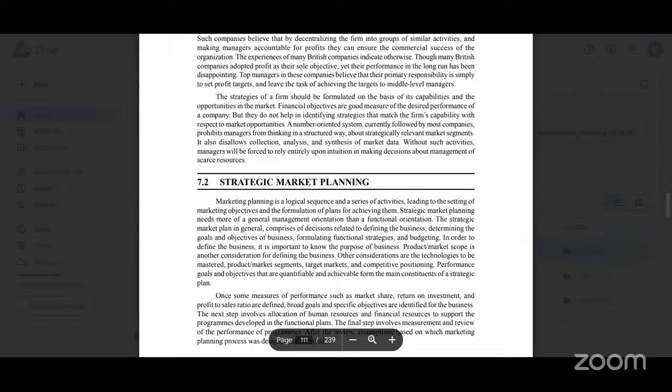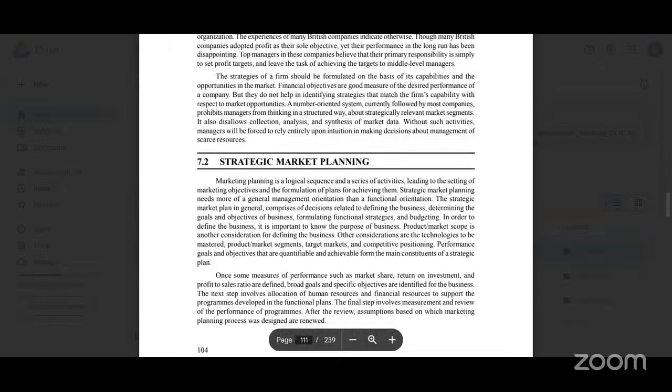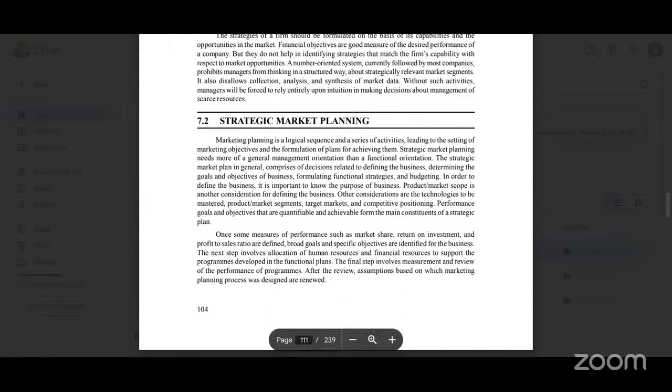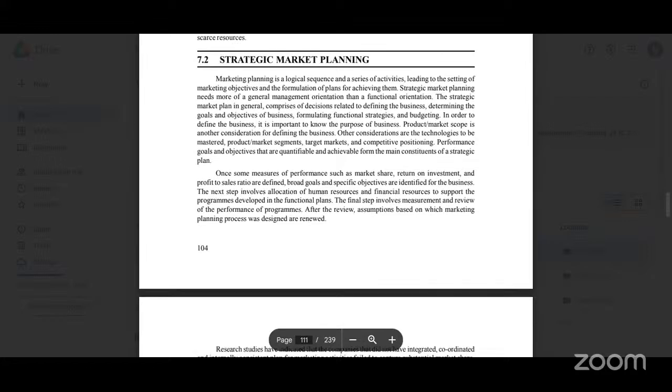So financial objectives are a good measure of the desired performance of a company, but they do not help in identifying strategies that match the firm's capability with respect to market opportunity. So a number oriented system simply will not allow the company to grow in a structured way. There has to be a strategically relevant market segment process which allows something more than simple collection, analysis, and synthesis of market data. So let us go into strategic marketing planning.